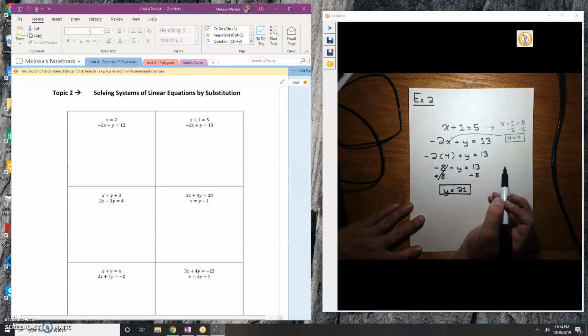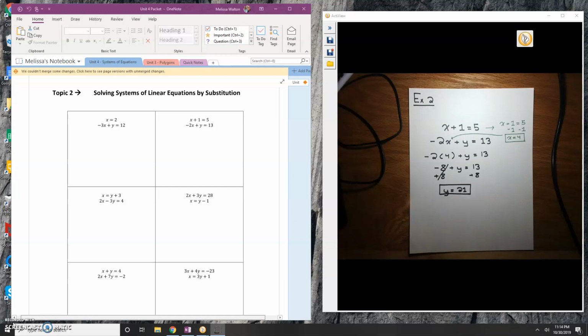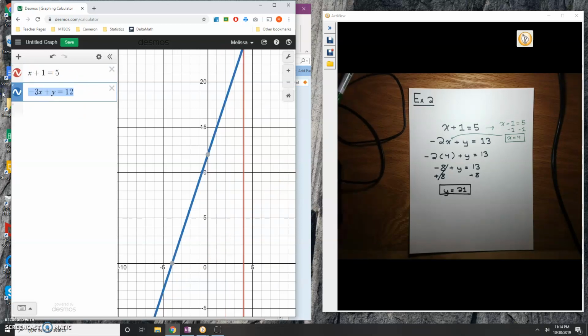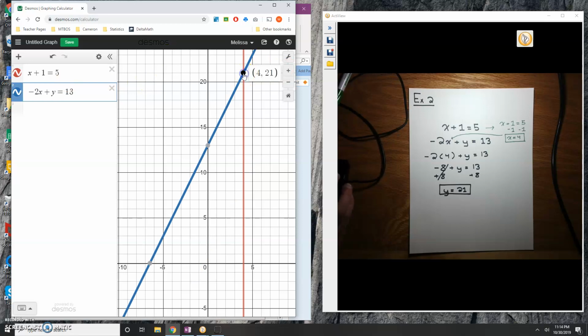All right, so our final answer is x is equal to 4, y is equal to 21. And let's go ahead and check our answer. First equation I had was x plus 1 equals 5. The next equation I had was negative 2x plus y is equal to 13. And 4, 21, sounds like a good answer to me.